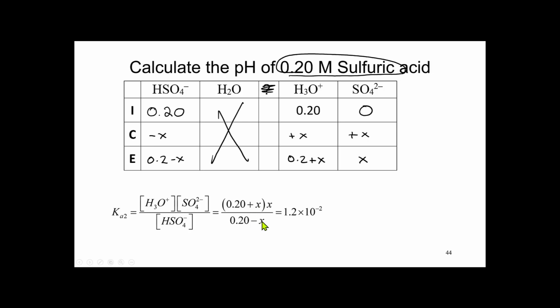Now, it could be tempting at this point to say, oh, I'm just going to ignore x and assume it's small. But look at how big this constant is, right? This is 0.012. It's not 100 times smaller than the concentration. So, in fact, you can't do the x is small approximation. You still have to check these things instead of just doing them, right? So now I have to solve for the value of x. When I do that, I get 0.010.